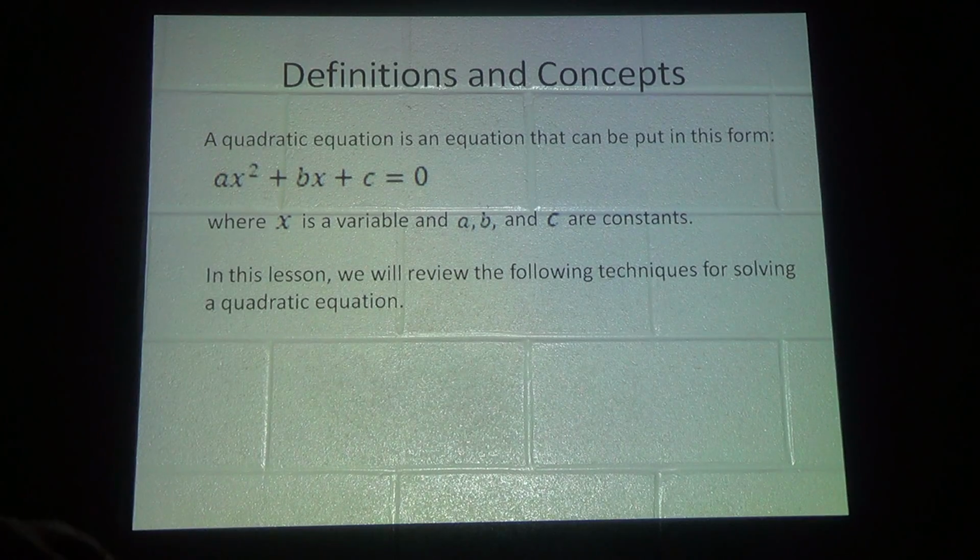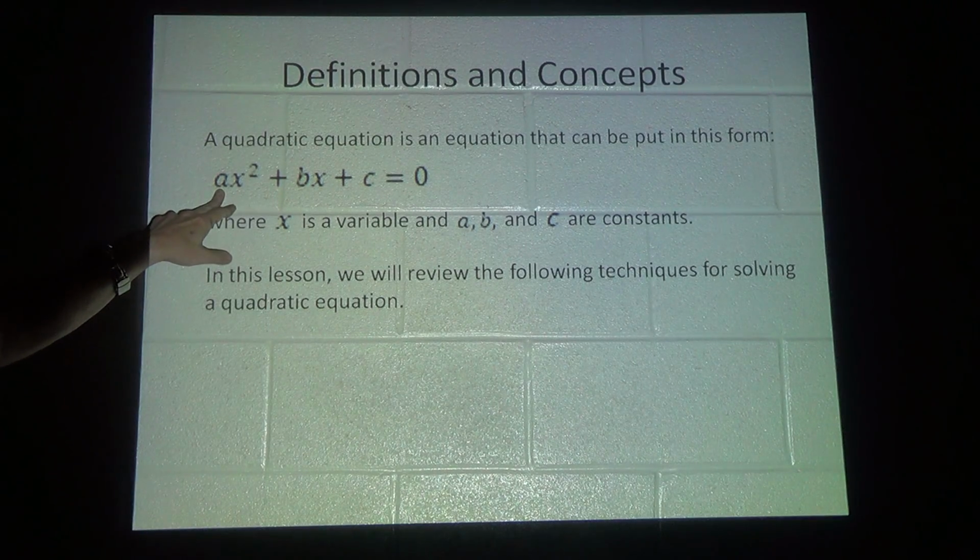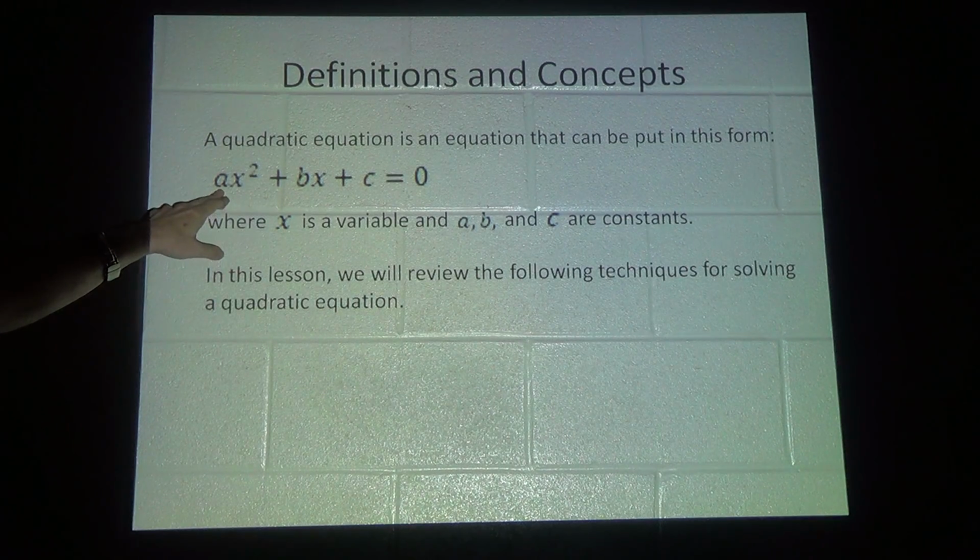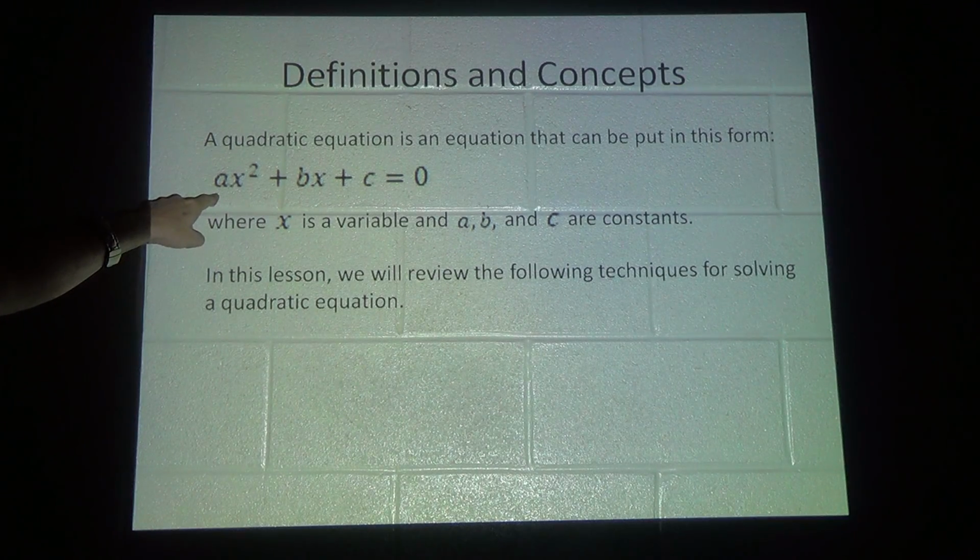Definitions and concepts. A quadratic equation is an equation that can be put in this form. This is the standard form of a quadratic: ax squared plus bx plus c equals 0, where x is a variable and a, b, and c are all constants. In this lesson, we will review the following techniques for solving a quadratic equation.